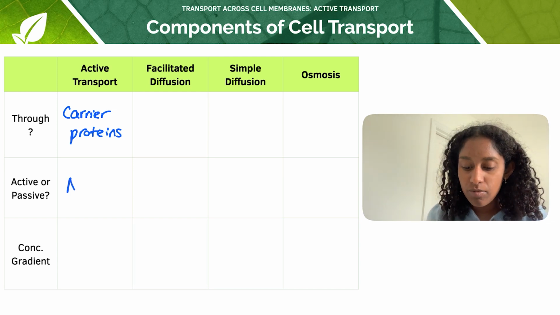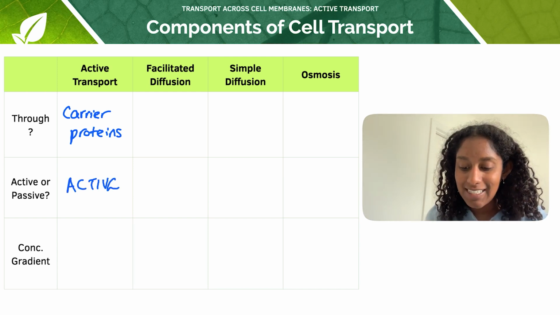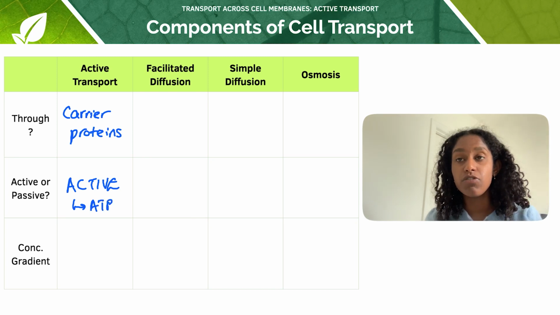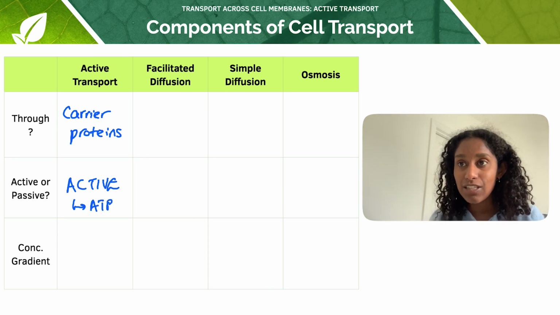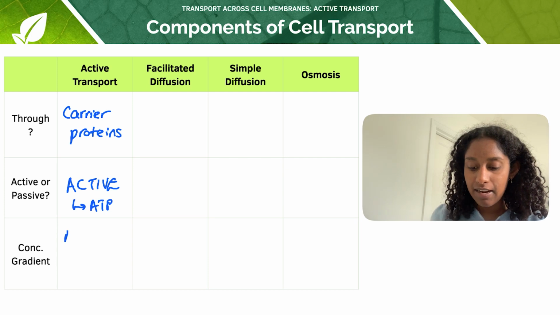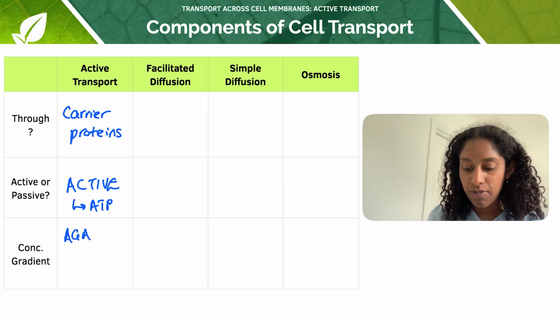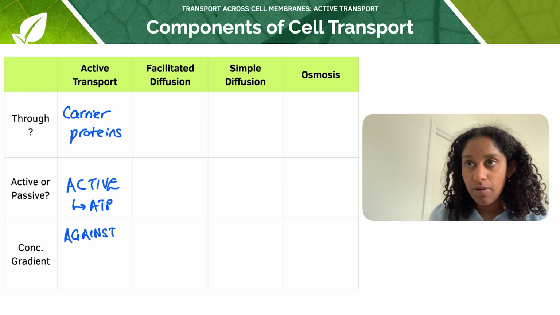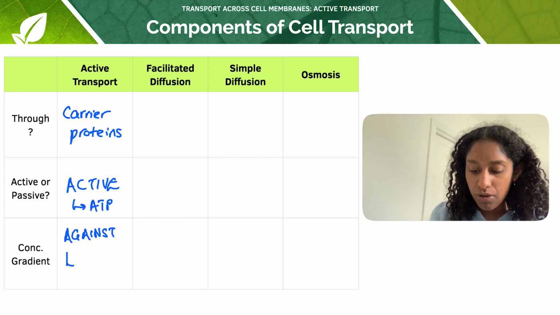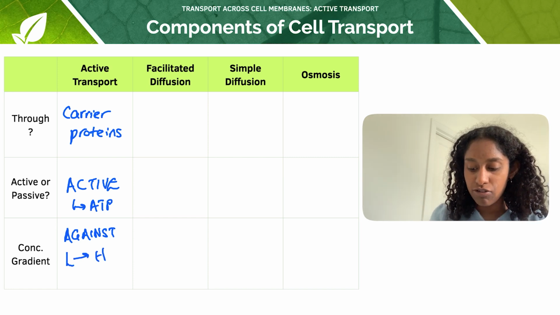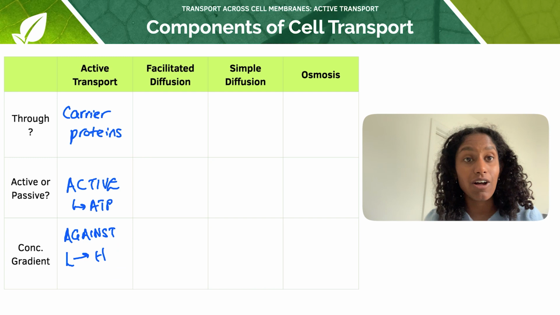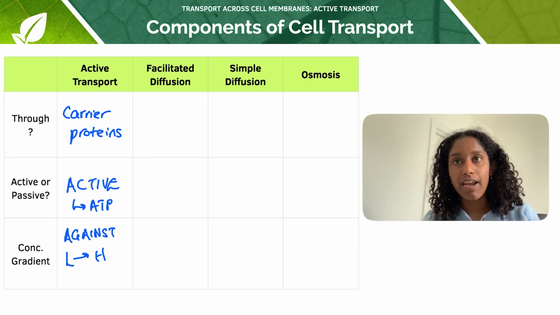Is it an active or a passive process? We know it's active. It requires ATP to provide energy for the movement of those molecules against the concentration gradient. And as I just said there, the concentration gradient, we're moving against it. So it's from a low to a high concentration gradient. I'll just use L for low and H for high there. So that's the way that we're moving against the concentration gradient.